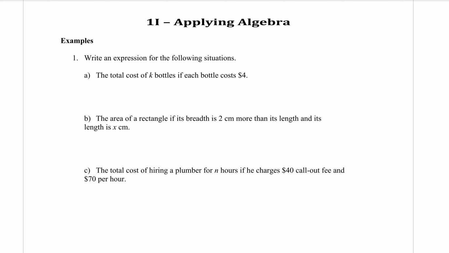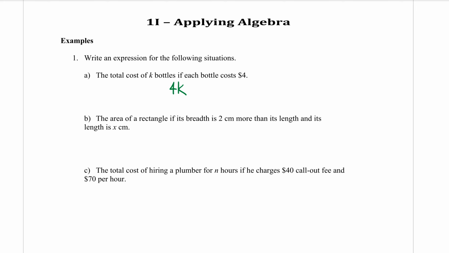It says the cost of K bottles if each bottle costs $4. If I was buying 1 bottle, it would cost $4. If I was buying 2 bottles, it would cost 2 lots of 4, which is $8. But if I'm buying K bottles, what do I do? Wouldn't it be K times 4? It would be K times 4, exactly. But you don't write a times sign. We're doing algebra, so instead we put the 4 and the K right next to each other. So that is the expression, 4K.